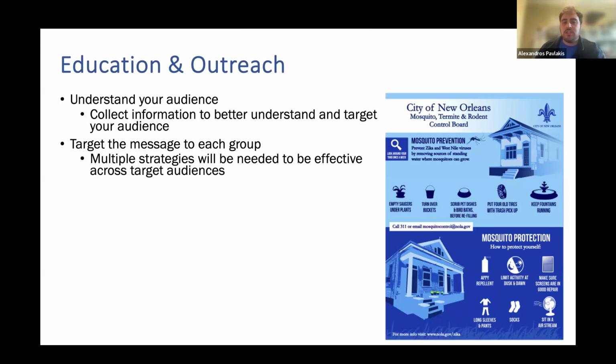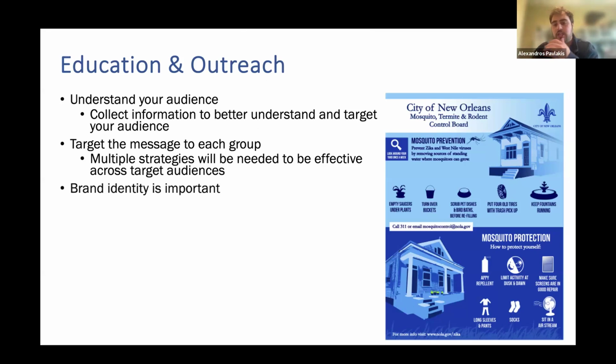So multiple strategies are needed to be effective across different target audiences. What we teach to school-age children and students at college is going to be very different than what we teach pest specialists, which is very different than what we teach homeowners. So make sure that you're targeting these messages.